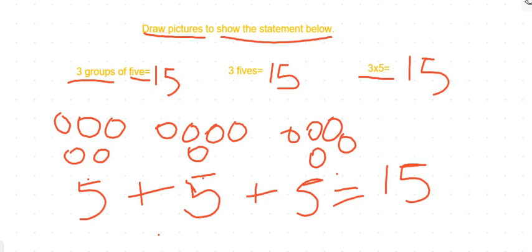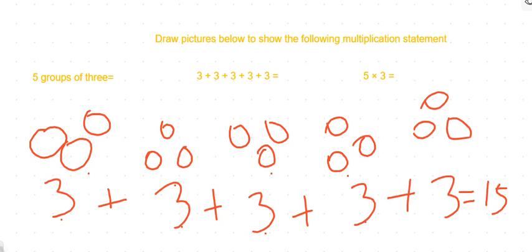Now, did we get the same 15? Yes, we did. So, repeated addition. 5 groups of 3 is the same as 3 groups of 5, 15. 5 times 3 is the same as 3 times 5. They both land us with the same thing, 15.